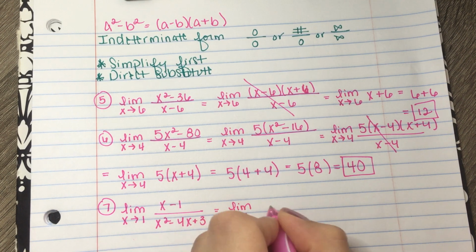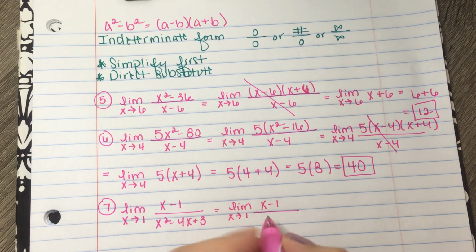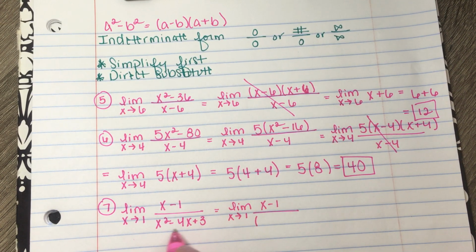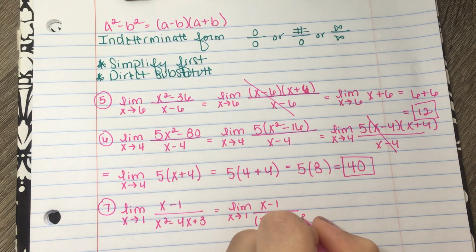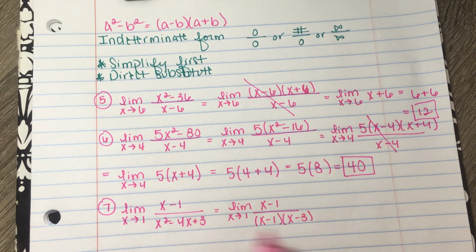And then now, so I know I can't use direct substitution, so let's do some simplifying. And the way we're going to simplify in this example is like the last. We're going to go ahead and we're going to do some factoring. So we're looking for 2 numbers that multiply to 3, but add to negative 4, and that's going to be a negative 1 and a negative 3. Those will multiply to positive 3 and add to negative 4.